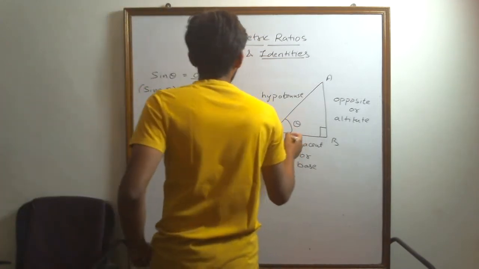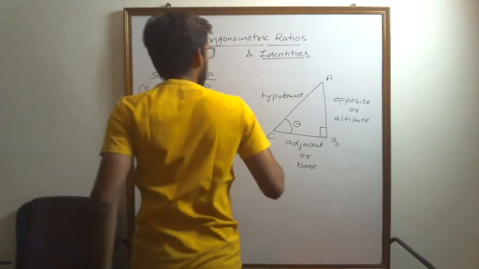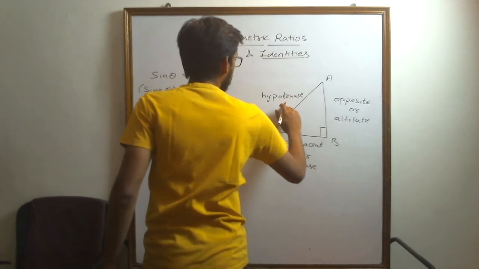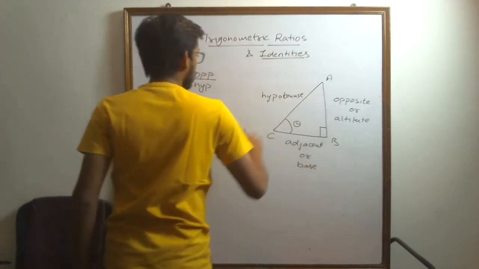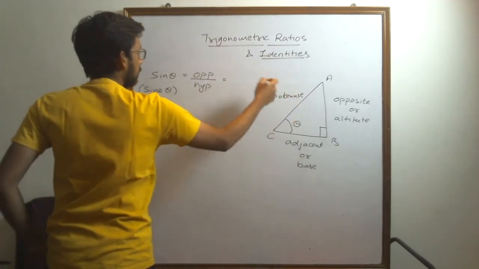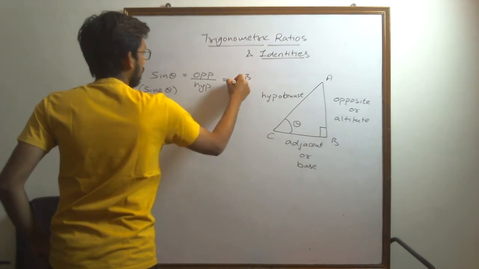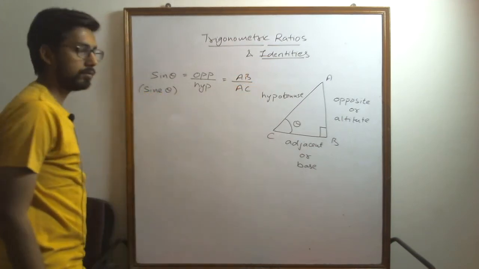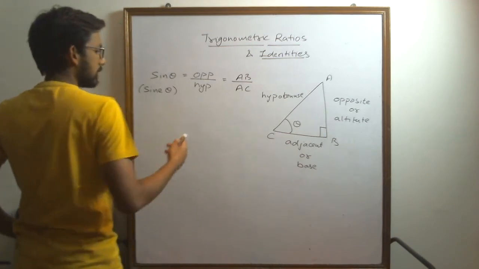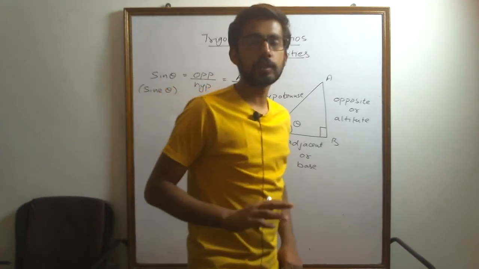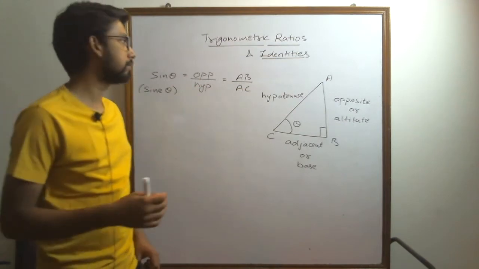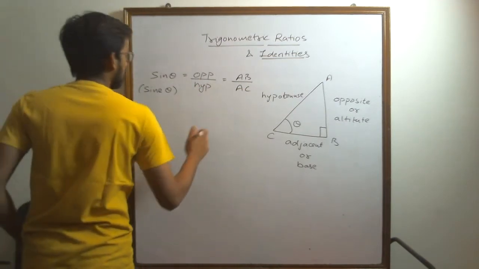Now sine theta is defined to be the ratio of the opposite side to the hypotenuse. So sine theta is opposite upon hypotenuse, which in this triangle would be equal to AB upon AC. This is the first trigonometric ratio, sine theta, and since it is a ratio, there is no unit for trigonometric ratios. It is just a ratio. So AB upon AC here is sine theta.